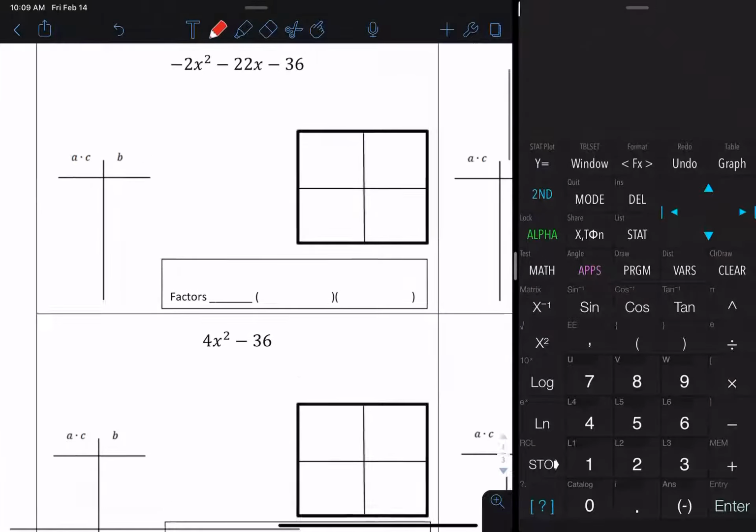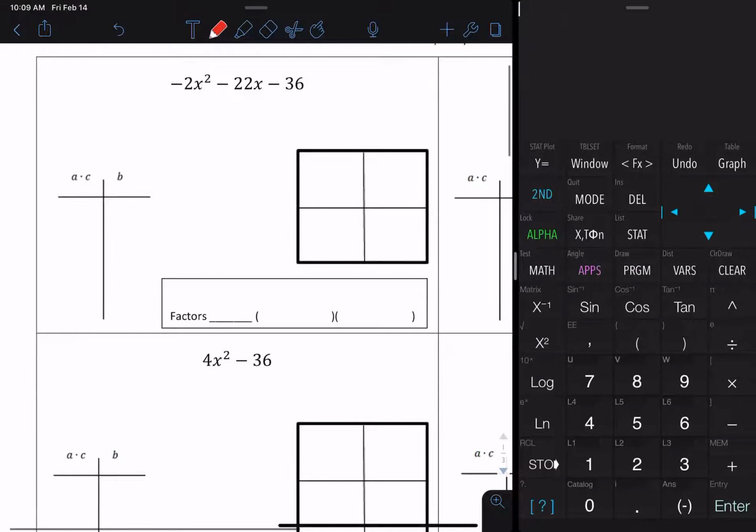So if you look at the notes for today, our first example says negative 2x squared minus 22x minus 36. The first thing you need to know is if your A term, your very first term is negative, that means you have to take a negative out from the entire thing. So we're going to start by saying we have negative something, and then we're going to write what we have left over inside of parentheses.